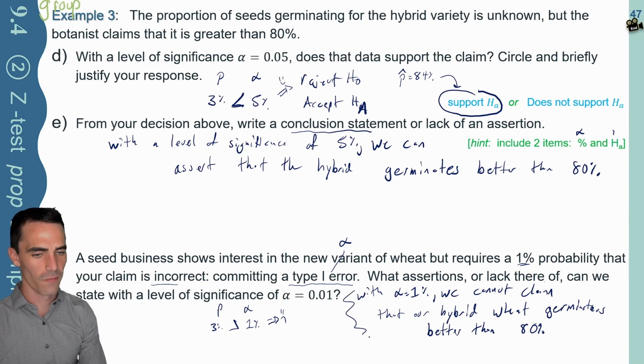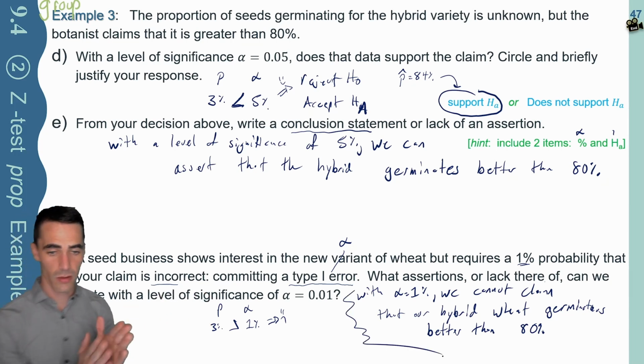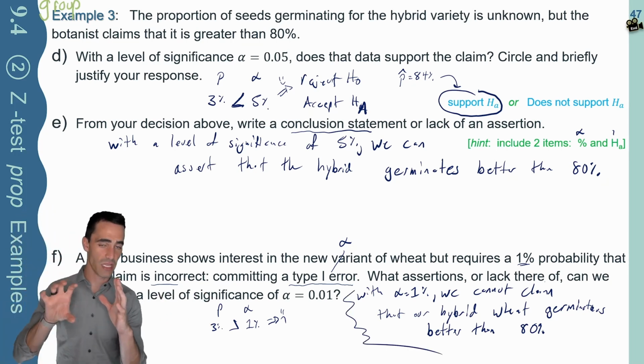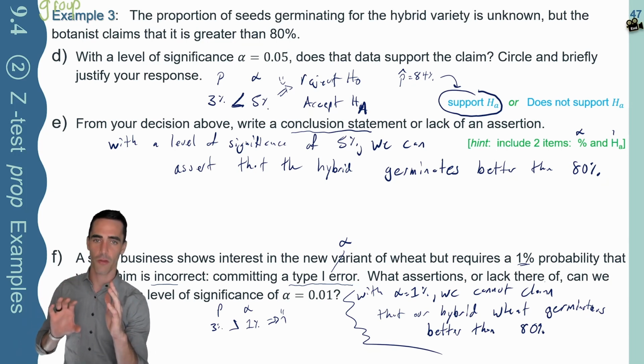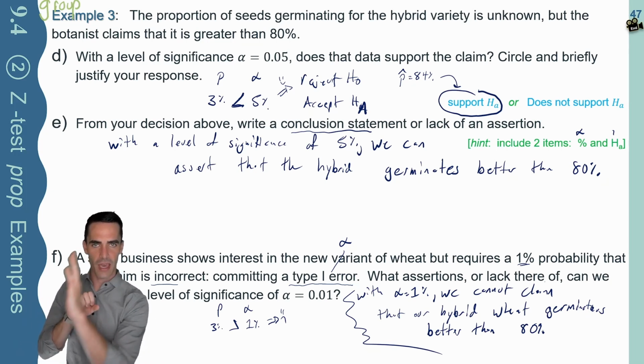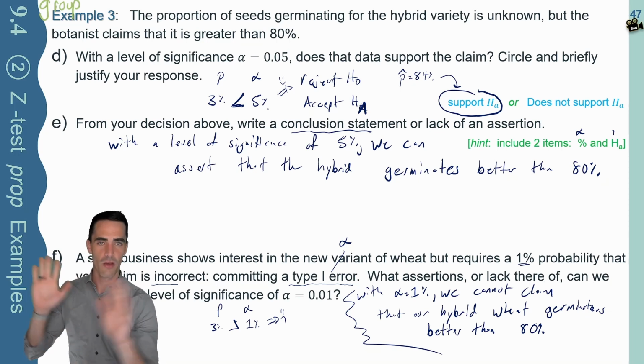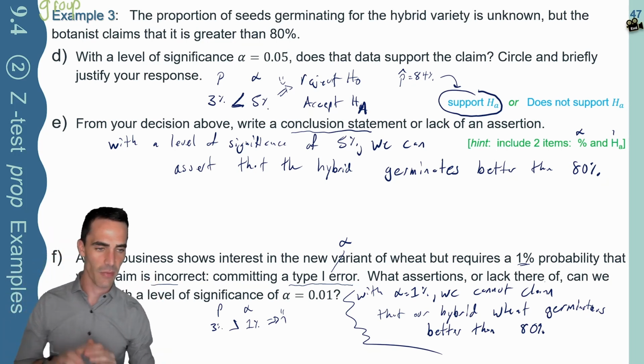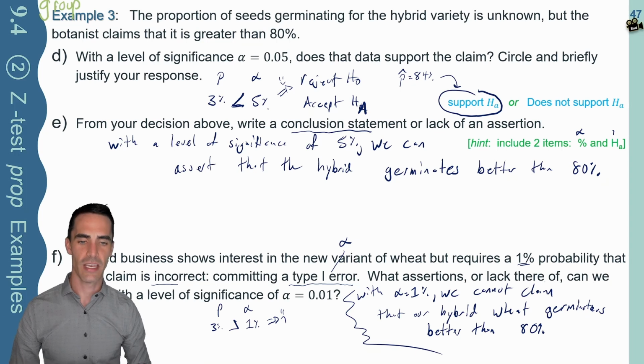What a bummer. So as you increase that rigor, now we say 5%, and at 5%, we were less than that. We said, look, we've met your threshold 5%, we're golden, we can assert our claim. But when they move that level of rigor to 1%, well, now we cannot make that claim. I can't make that assertion that our hybrid wheat is better.